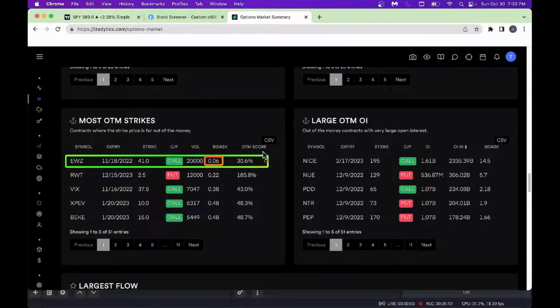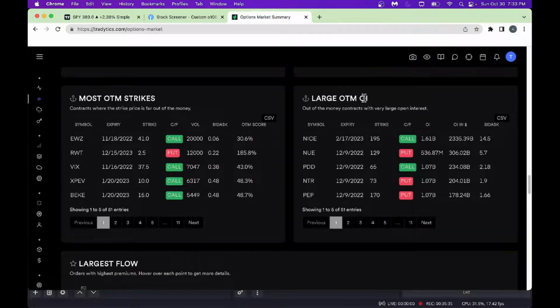And you could also download this. Whenever you see CSV here, you could download this into your comma separated file and do some more exploring with the Excel spreadsheet. And there is a lot of this data which can be downloaded from Tradytics.com. That way they're very generous.